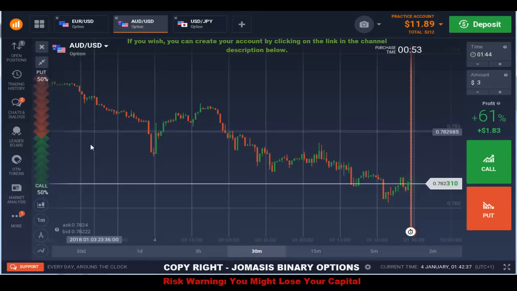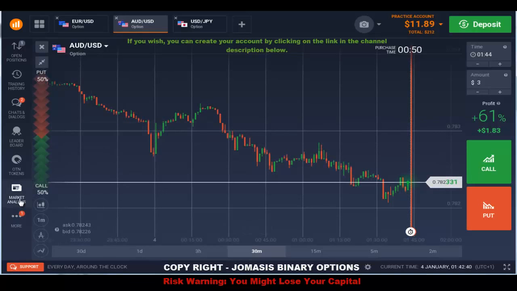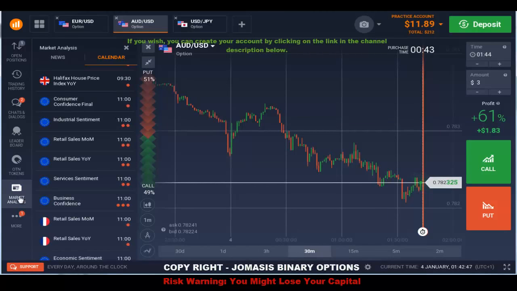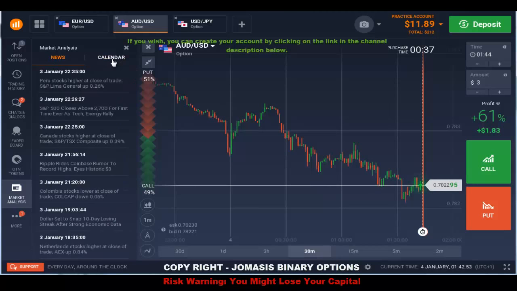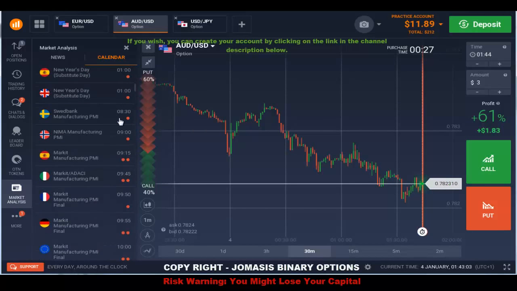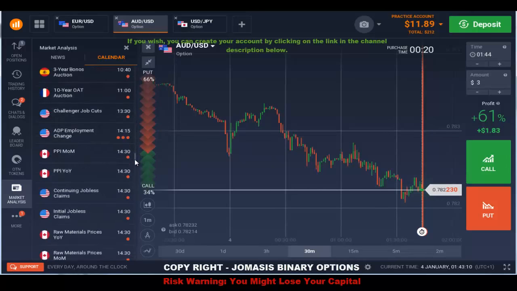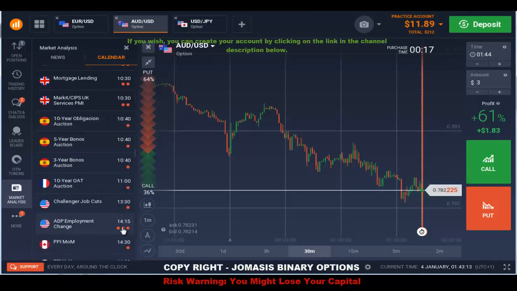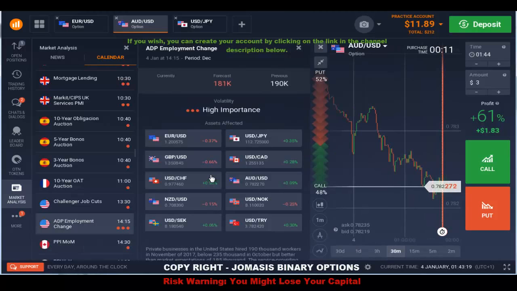So if you are trading on IQ Option, all you need to do is go to market analysis. When you click on market analysis, you have to come to the calendar here, so just click on the calendar. When you click on the calendar, you will be looking for the ones with this color that has three, like this one now, ADP employment change. If you check it now, we will see all the currency pairs that are affected.